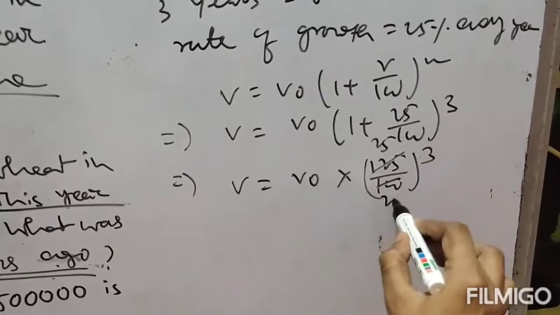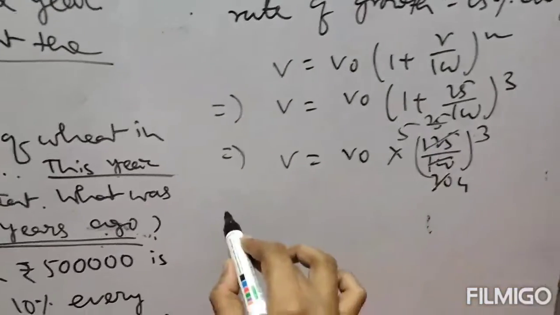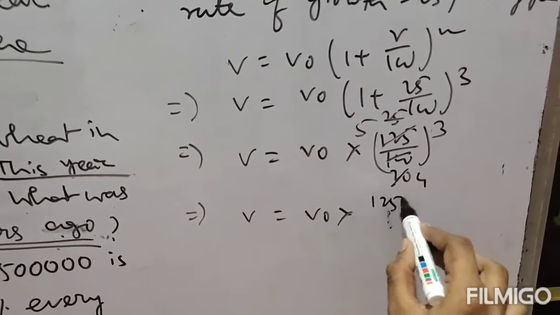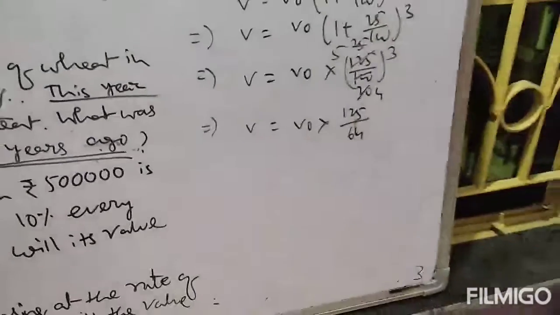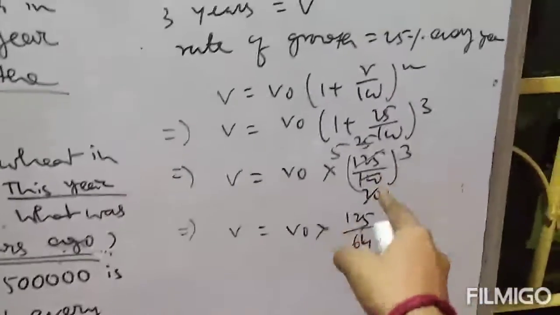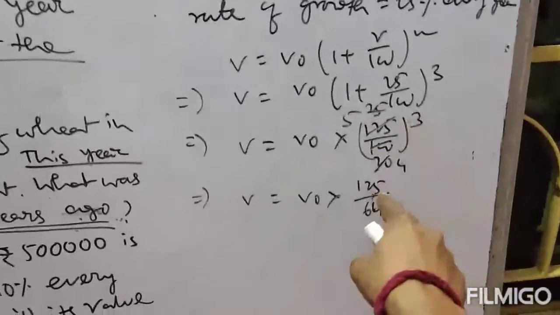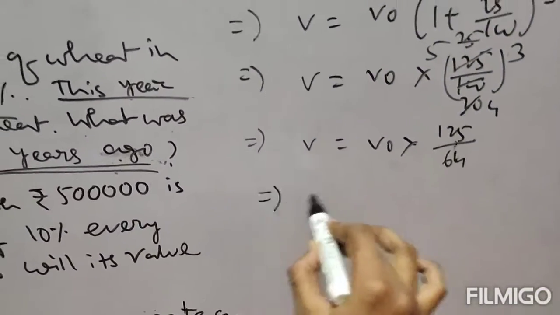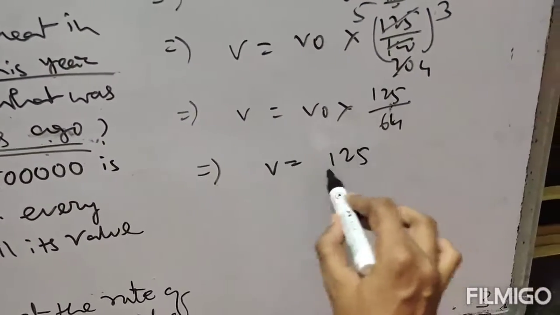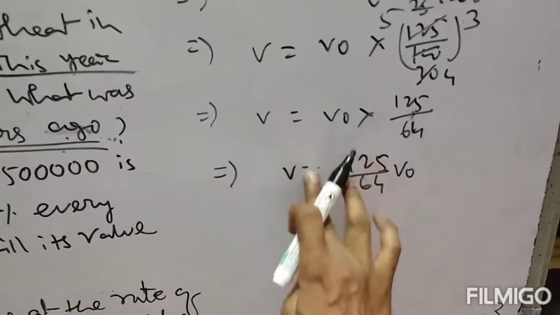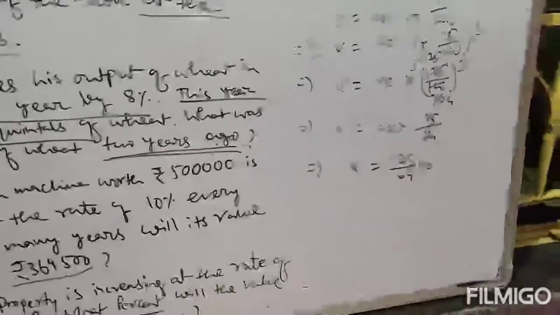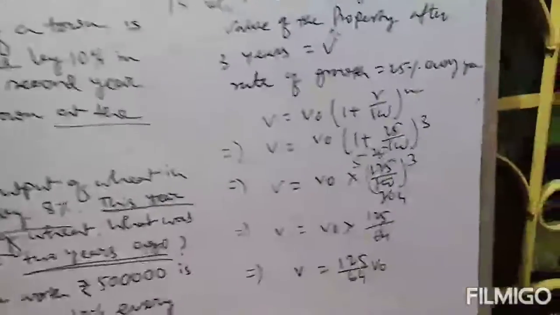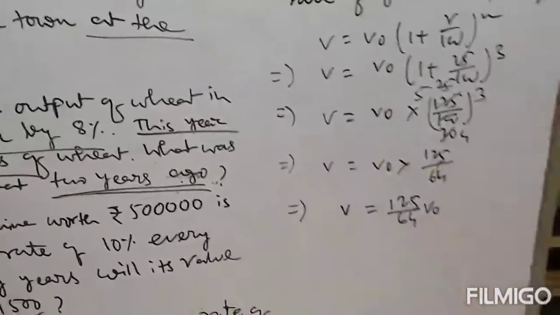Reduce 25, 25, this is 4. Therefore V equals V naught into 5 by 4 to the power 3. That means 5 to the power 3 is 125, and 4 to the power 3 is 64. Clear? So V equals V naught into 125 by 64. So we have extracted the value of V. What is V? V is the value of the property after 3 years. So the value of the property after 3 years is 125 by 64 V naught.